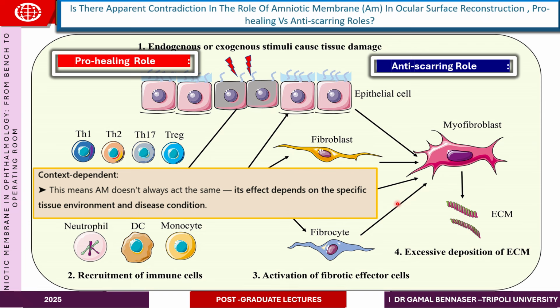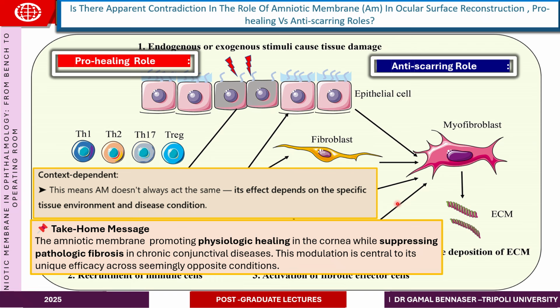So this is named context dependent. The role of amniotic membrane is context dependent. What does it mean? It means that it acts depending on the case. It depends on the environment that's present in the eye. If there is defective epithelial healing, it will promote healing. If there is excessive healing and excessive inflammation and a tendency toward fibrosis, it will dampen and prevent the fibrosis by releasing certain mediators like the inhibitors of transforming growth factor beta 1 and beta 2. This is known as the context dependent role. So apparently there is no contradiction between its role as promotion of healing and, at the same time, anti-scarring.